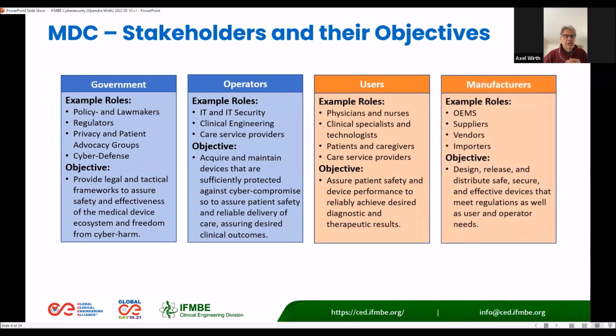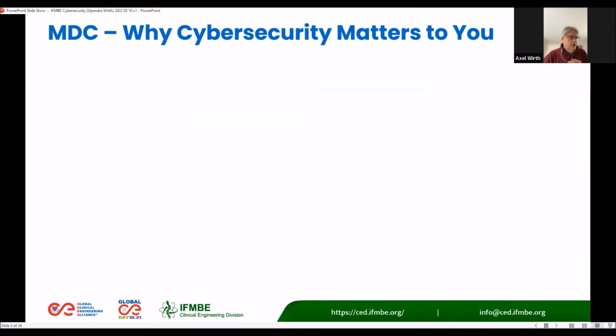And then lastly, you have manufacturers of devices, and that includes the original equipment manufacturers as well as suppliers, vendors, importers, and so forth. So a range of roles there, and basically their objective is to design, release, and distribute safe, secure, and effective devices that meet your local regulations and are also safe for the user and the operator of the device. Now, why across those four categories is cybersecurity important?